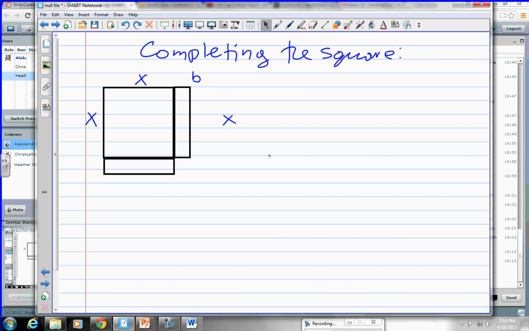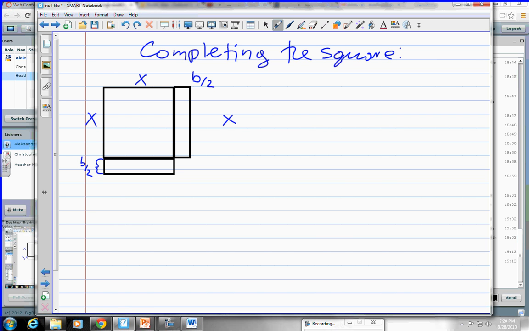Now let me ask you this. If the original side was B and I cut it in half, what is the length of that side? B over 2. And what is the length of this side? B over 2, right? Now this shape that you see in front of you, what kind of shape is that?